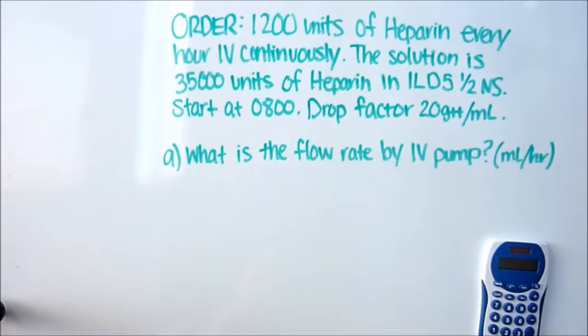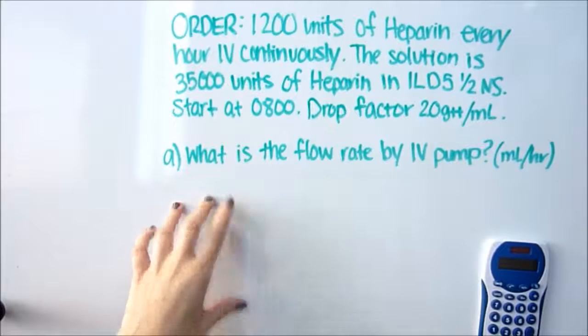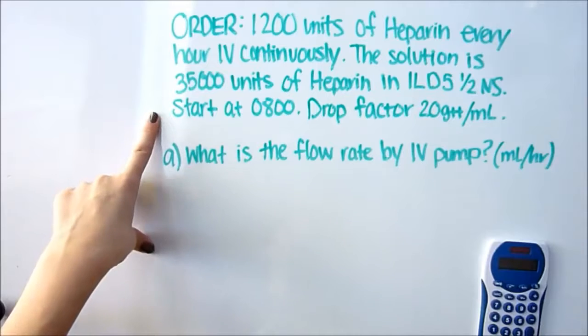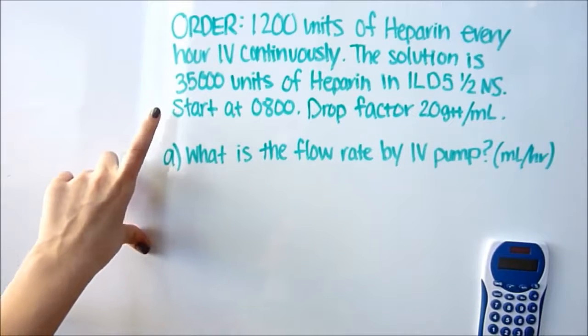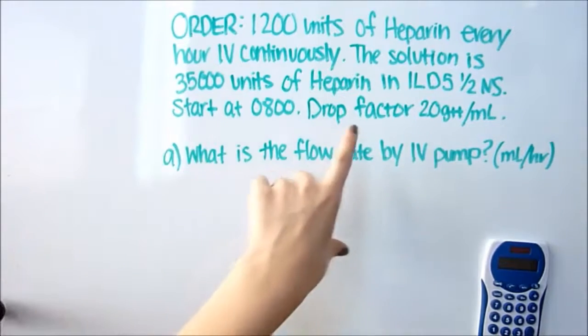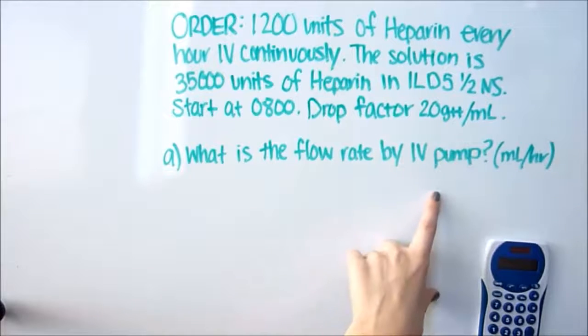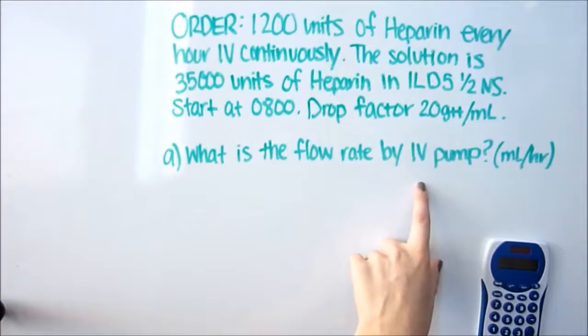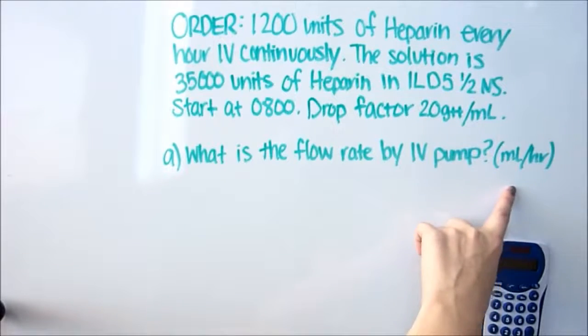Okay, this is a little bit more tricky, but I think you guys can handle it. So we have an order of 1,200 units of heparin every hour IV continuously. The solution is 35,000 units of heparin in 1 liter D5 half normal saline. Start at 0800 with a drop factor of 20 GTT per ml. What is the flow rate by IV pump, which we talked about earlier is ml per hour?